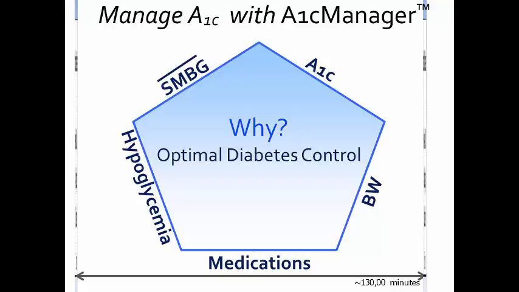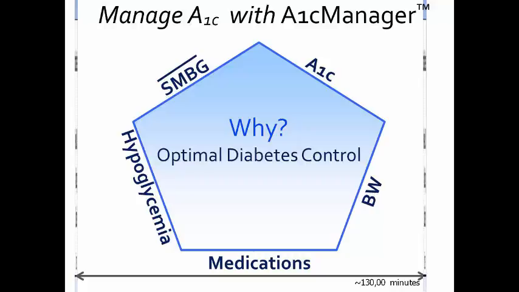The third element of optimal diabetes control is that your medications are minimized. The fourth is that your body weight is in control. In other words, if you need to lose weight, you will be able to do so. And of course, if you need to gain weight, you will also be able to do so. And finally, the fifth element is that there will be minimal risks of hypoglycemia. So how does A1cManager help you do this?